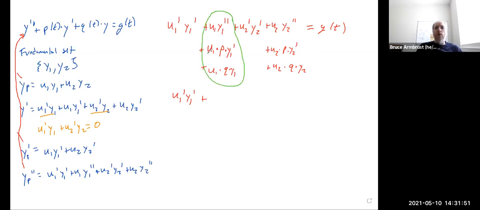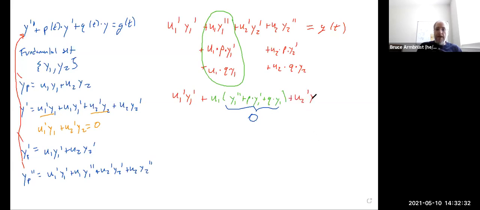If I factor out the u1, notice what I've got is y1 double prime plus p times y1 prime plus q times y1. And all of that stuff in the parentheses is 0, because y1 was in the fundamental set, which means when I plug it into this, I get 0. That's what that says. So all of that is gone.